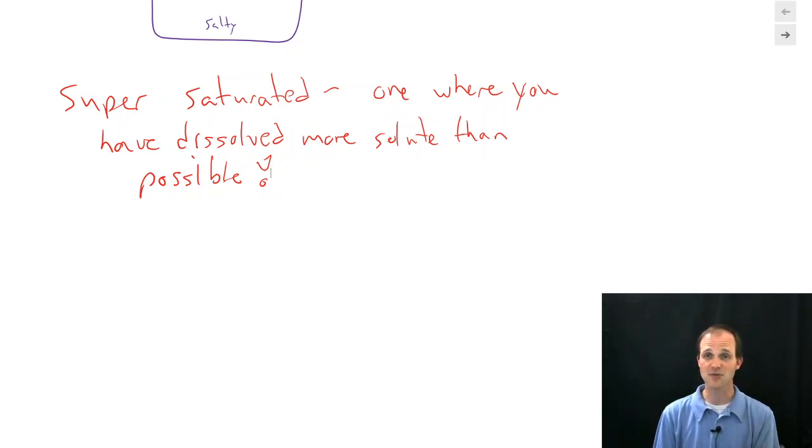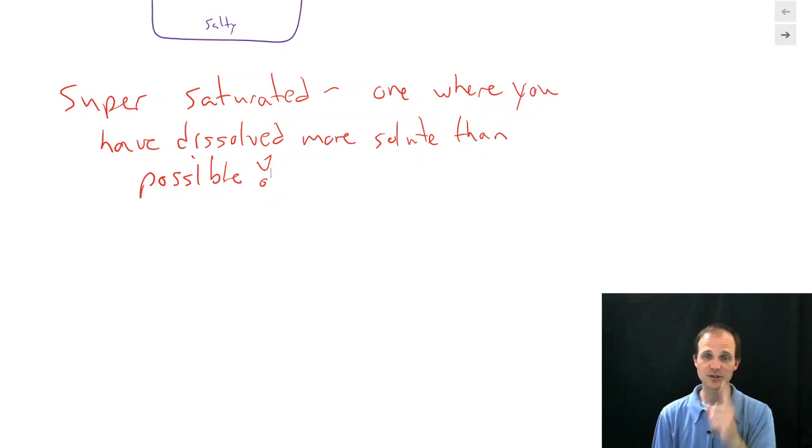If you've ever made rock candy at home, you probably heated up a lot of sugar and water, made a supersaturated solution, and then slowly let it cool down and let those crystals form. That's what you were doing. So a supersaturated solution is very difficult to make. You actually have to try to make them by heating things up, dissolving more than possible, and cooling it down carefully. So you don't run across them all that often.